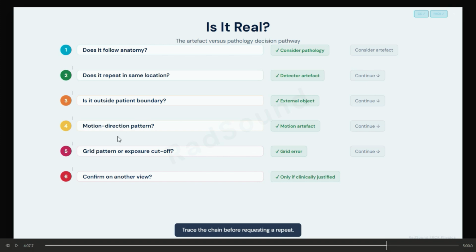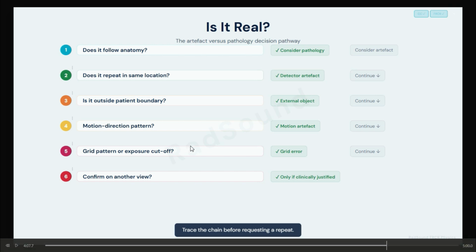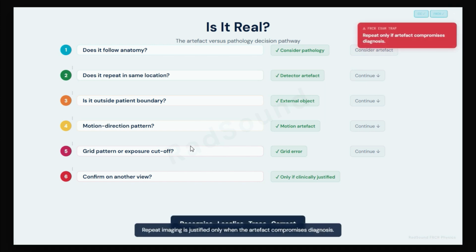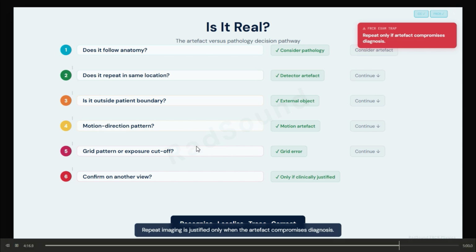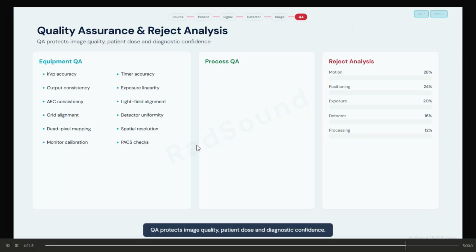If you have something making a silhouette with the heart, and you don't know whether it arises outside or inside the mediastinum, just capture a lateral view. Confirming on another view will help you understand whether the abnormality is real or just an artifact, pathology or artifact. Understand this: repeat imaging is justified only if the quality will help the diagnosis. So remember, quality assurance is also very important.